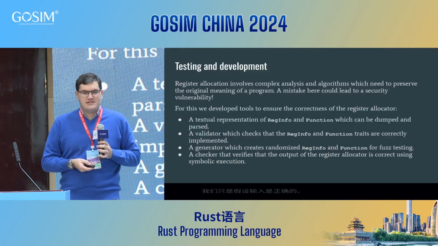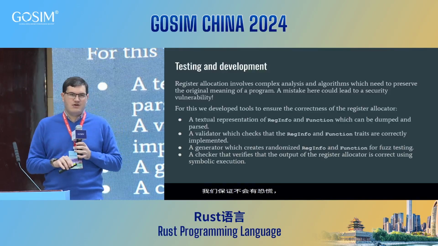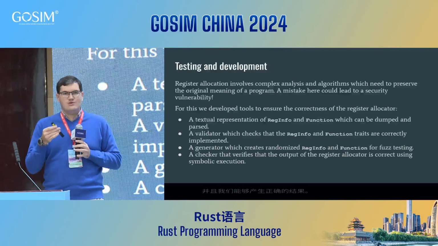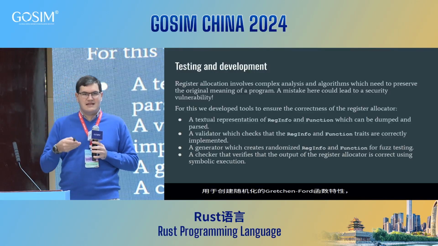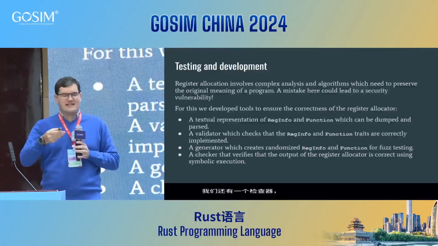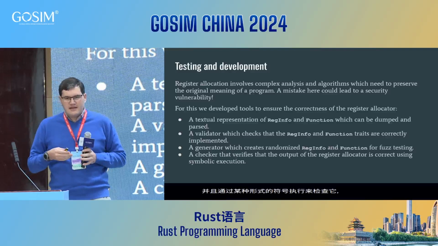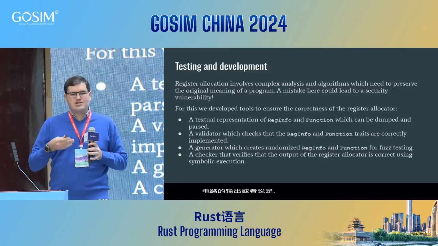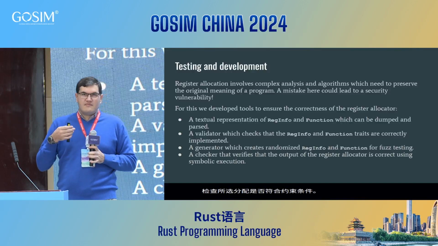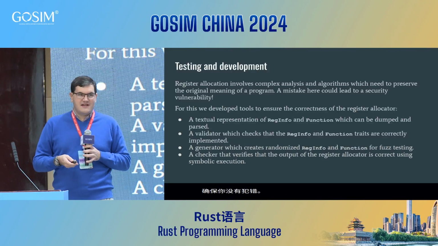We have a generator that creates randomized reg info and function traits, and we use this as an input to a fuzzer. And we have a checker that checks the output of register allocation for a given function and runs it through some form of symbolic execution to check the output of the register allocator. So it runs through all the moves, all the instruction uses, checks that all of the selected allocations match the constraints. And this has been huge for development because it gives you a reassurance that you haven't made any mistakes. Rust is already great at this with the strong type system, but being able to have this extra layer just makes development much faster and much safer.